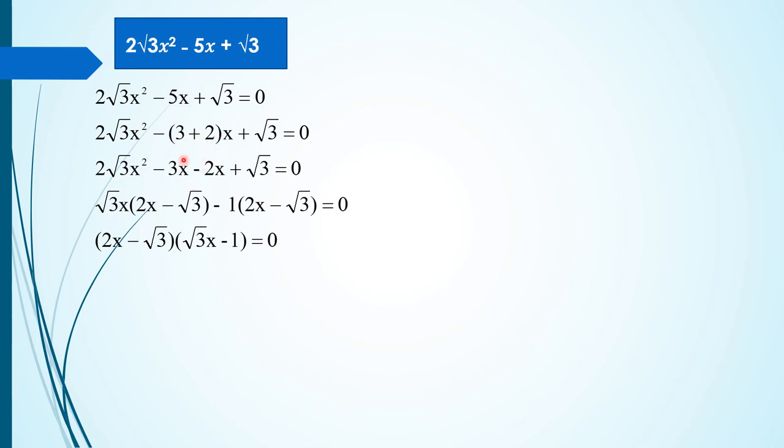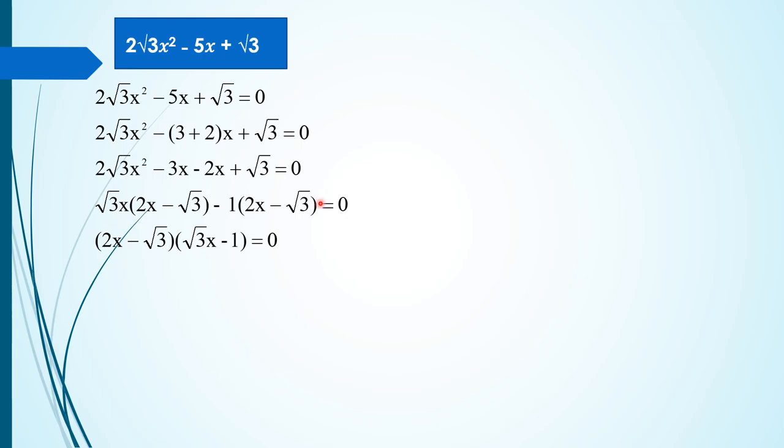The product of 3 and 2 is 6 and their sum is 5. That's why I can write 5 as 3 plus 2. Now 2 root 3 x square minus 3 plus 2 into x plus root 3 is equal to 0. You can check these two steps, both are fine. Go for distributive property to simplify the middle term. 2 root 3 x square minus 3x minus 2x plus root 3 is equal to 0.